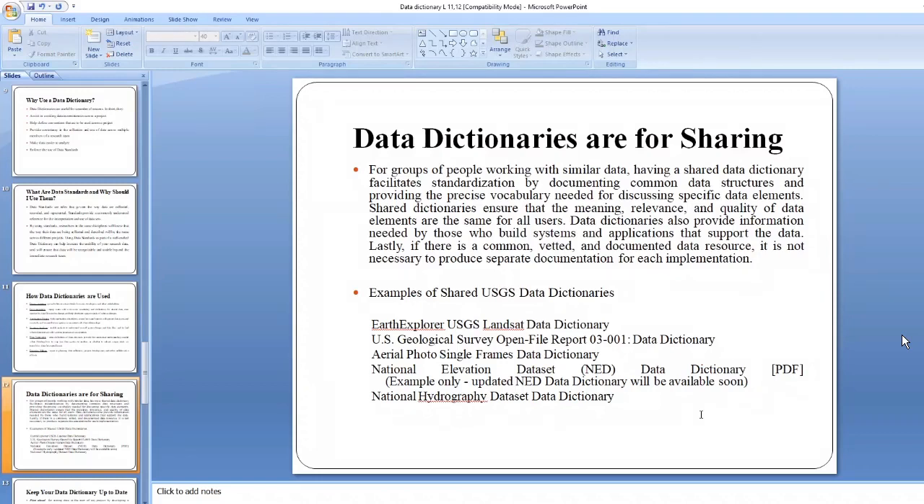Now, in the data dictionary, what else do we provide? We also provide the information needed by those who build systems and applications that support the data. Lastly, if there is a common vetted and documented data resource, it is not necessary to produce separate documentation for each implementation.